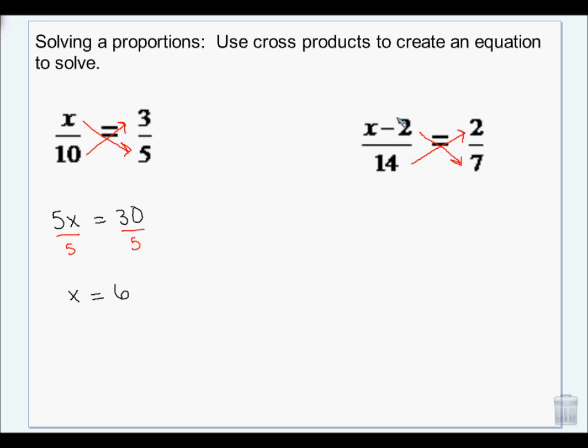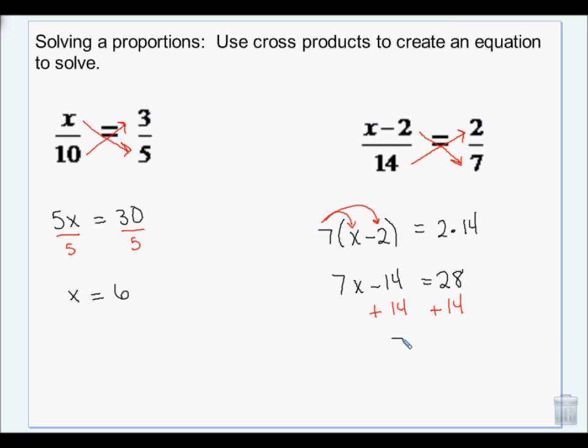Now, when this happens, when I have this x minus 2 times 7, that's distribution. And that's equal to 2 times 14, which is 28, right? So I've got 7x minus 14 is equal to 28, because I distribute that 7. So that's really important. When you have an expression, you have to multiply both parts by the 7, or whatever number. Okay, I'll add 14 to both sides. So I get 7x is equal to 35.